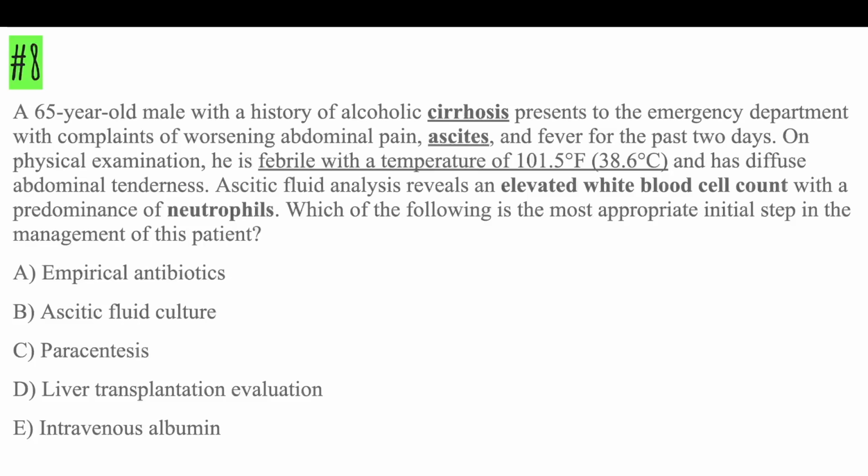Option C, paracentesis, is not an incorrect choice, but it is not the most appropriate initial step. As I mentioned, it is something you want to do, but it's not the first step. You would do it after you've started treatment, to confirm what infection you have. And really, liver transplant and IV albumin are not indicated in this case. They're just wrong answers. So the tempting choice here was C, but because of his condition, you'd want to treat first, then do paracentesis, and then culture it, which would be B. But for the initial step, it's empirical antibiotics.